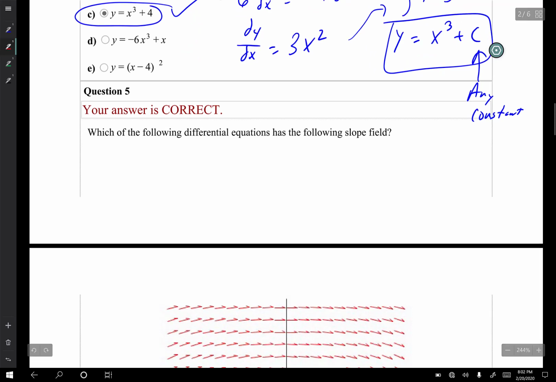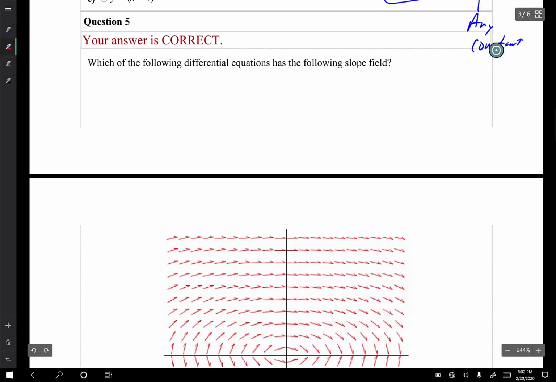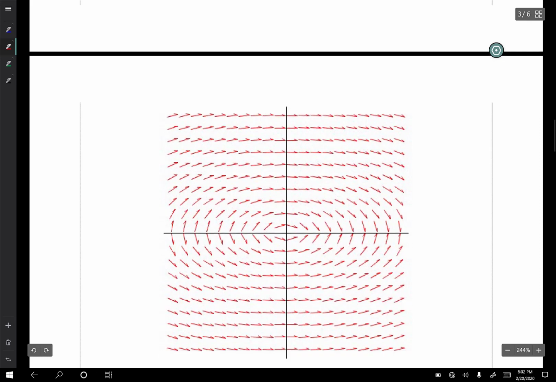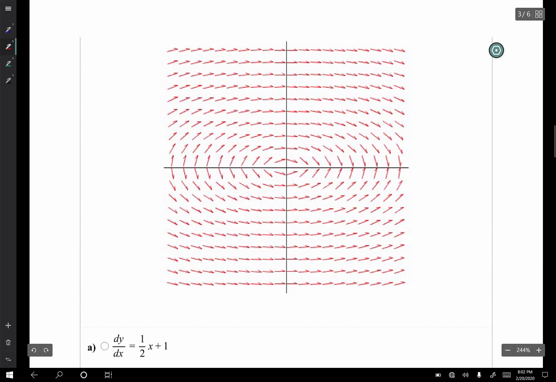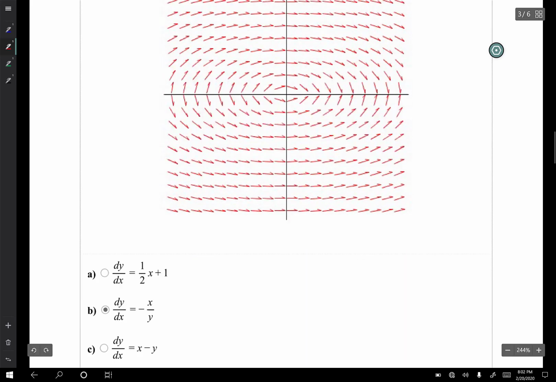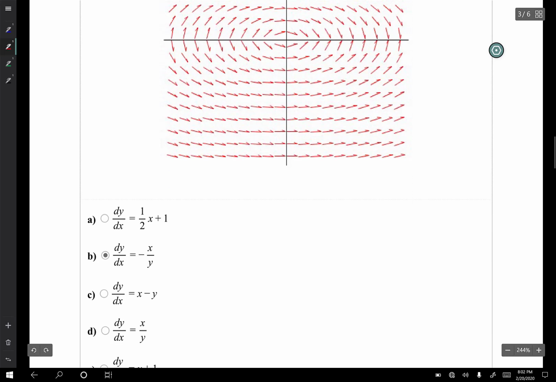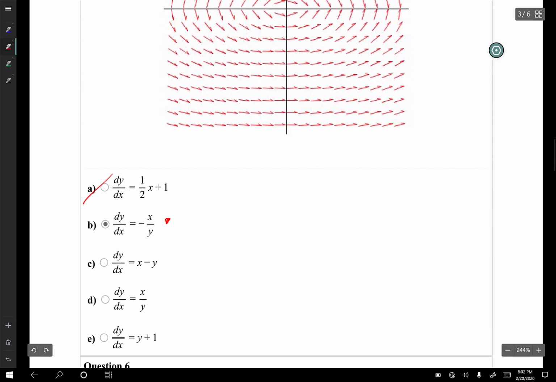Which of the following differential equations has the following slope field? I know you guys love slope fields because we've been doing so many of them. I want you to notice, left to right, it looks like it is being affected by x, and up and down it looks like it is affected by y. So I need to have an x and a y. The one that's only affected by x is out. Possible solution, possible solution, possible solution, out.